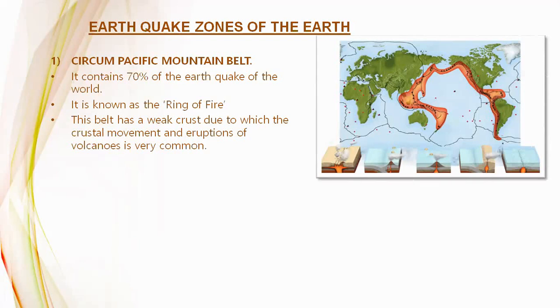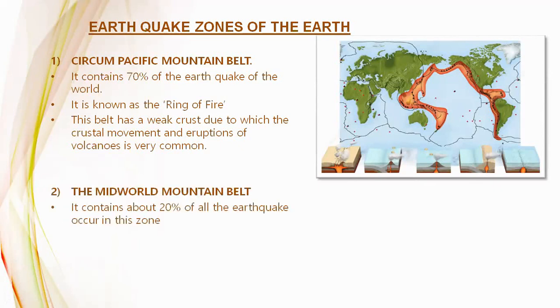This Circum-Pacific belt is located along the western coast of North and South America, and also the eastern side of the Asian continent. You have lots of islands here in Asia. These red regions are the places of the Circum-Pacific belt, and here 70% of earthquakes are experienced. Secondly, we have the mid-world mountain belt.